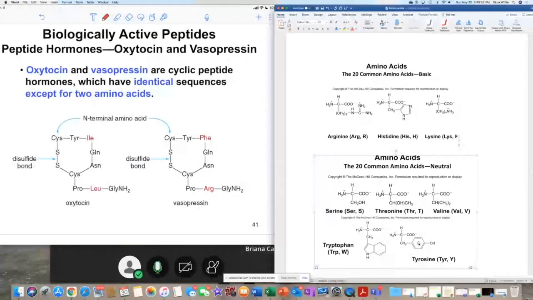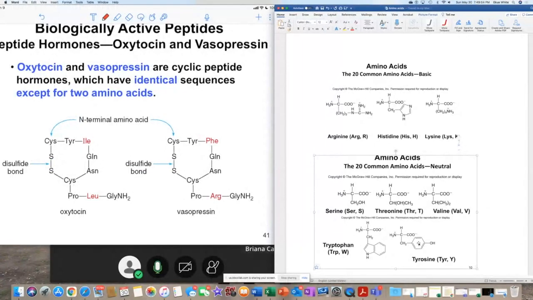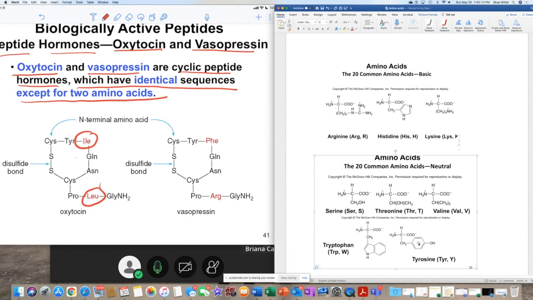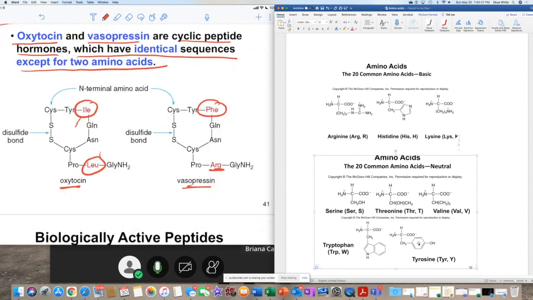Okay. And then we're moving on to different amino acids that do different functions in the body. Now we're looking at peptide hormones. These are amino acids that act like hormones: oxytocin and vasopressin. Oxytocin and vasopressin are cyclic peptide hormones which have identical sequences except for 2 amino acids. So everything else is similar except for these 2 amino acids right here. Isoleucine and leucine are present in oxytocin, while we have phenylalanine and arginine present in vasopressin. Okay, but every other part of the molecule is similar.